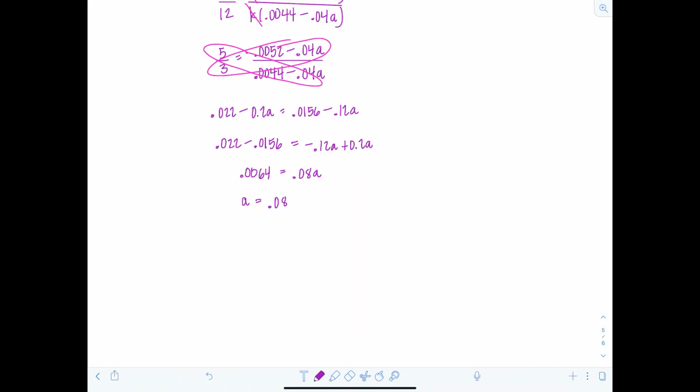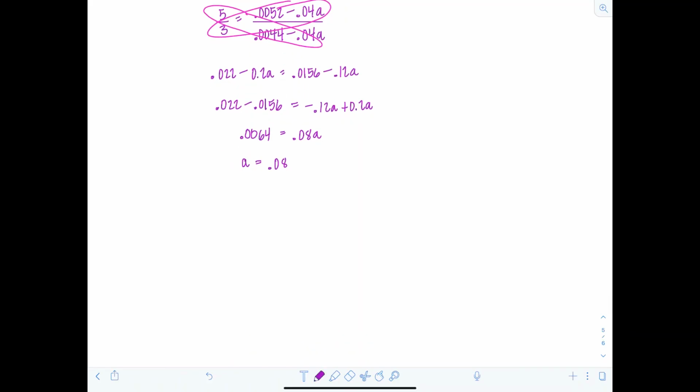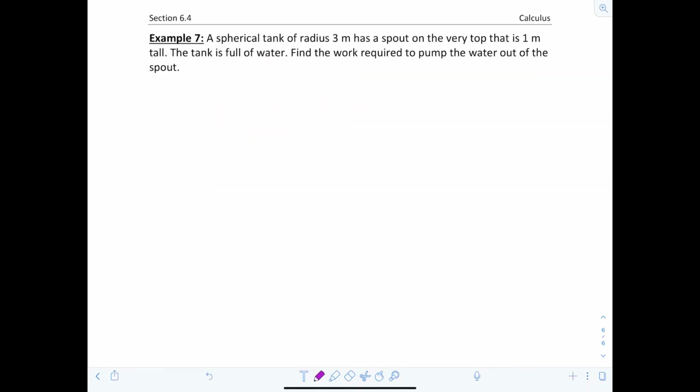Woohoo! So what's the answer? Well, I'll write it in meters, it's 0.08 meters. That's the natural length of the spring, or 8 centimeters, since that's how they originally gave me the information. All right, fabulous. Okay, example 7.